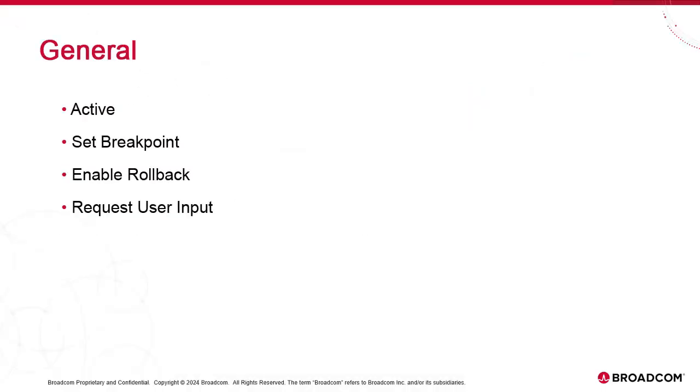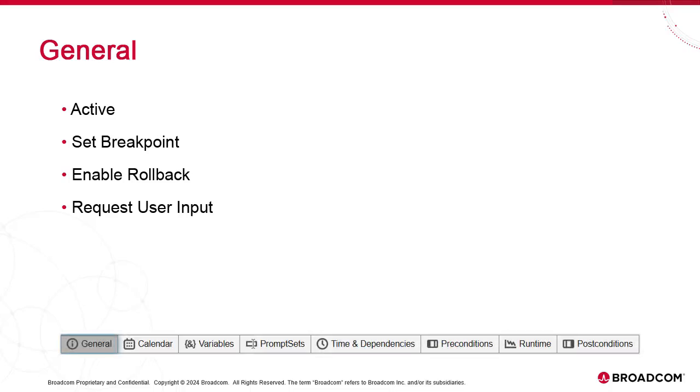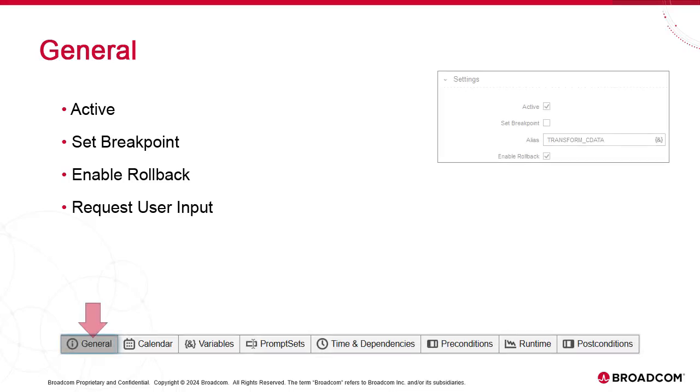You open a workflow, right-click a task, and select Properties. The Properties bar appears below the workflow. Categories include General, Calendar, Variables and Prompt Sets, Conditions, and Runtime.